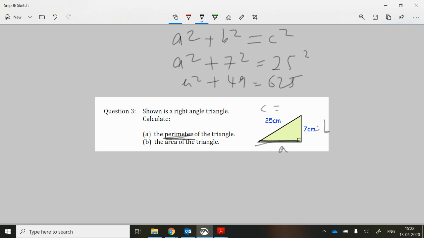So if I take away the 49, I'm going to undo the plus 49. Now I've got A squared is equal to 625 take away 49, which is 576. And then I'm going to square root that one. So the square root of that should give me my A. And then I can work out that answer there.